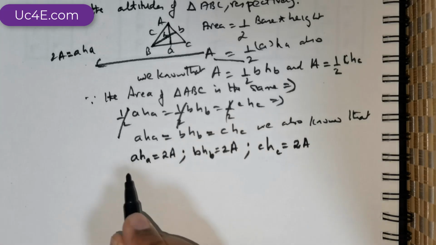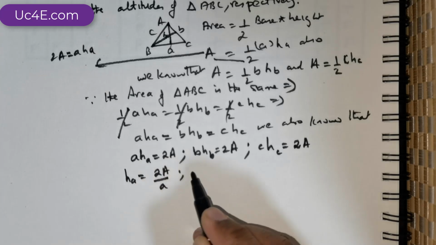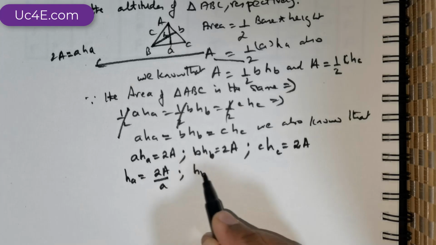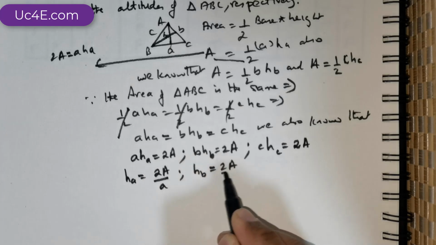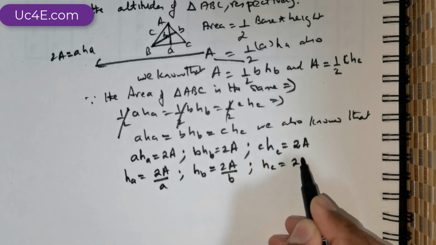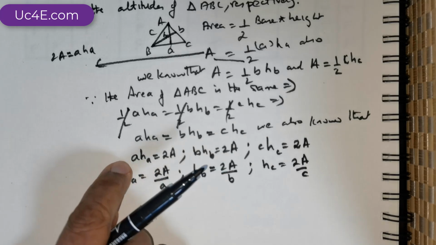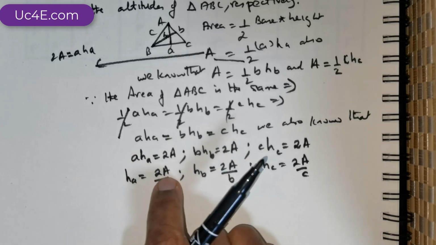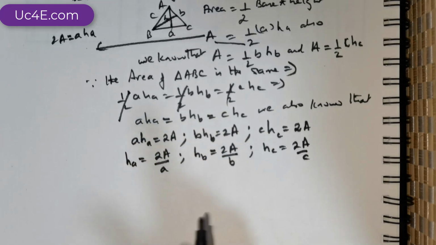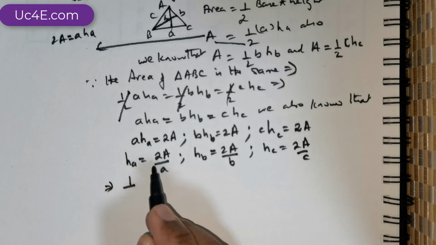Now from here I can rewrite ha is equal to 2 times A over a, and hb is equal to 2 times A over b, and hc is equal to 2 times A over c, right? All I'm doing is just pushing the side down, and this is 2 times A. A is area. Now from here I can rewrite this: ha is equal to this.